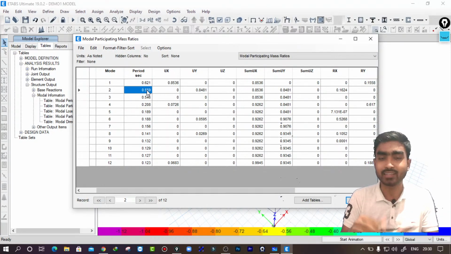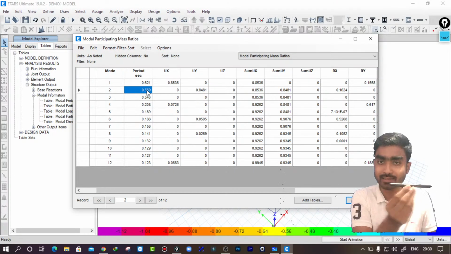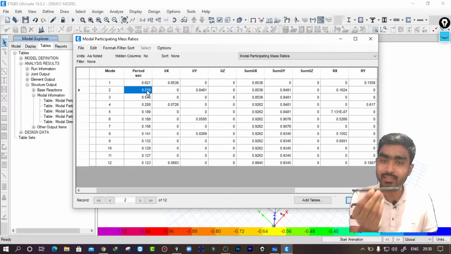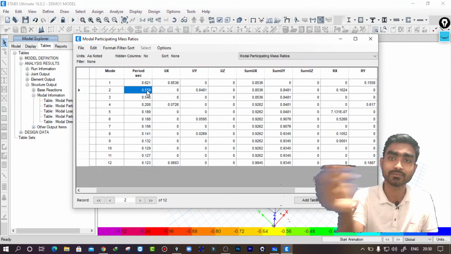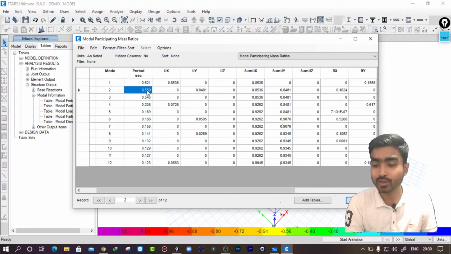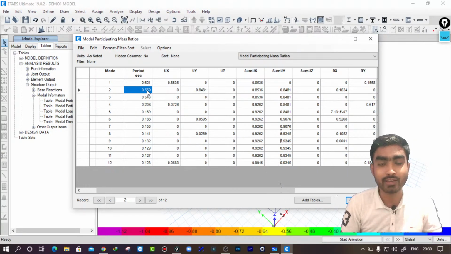That means, simple thing I am saying to you. Suppose this building is moving like this, and there is another mode which is moving like this. Now if you combine these two behaviors, what will happen? The structure may move like this in an absurd manner. So if there is a superposition of two modes, the vibration of the structure will increase and you will get an absurd vibration of the structure.